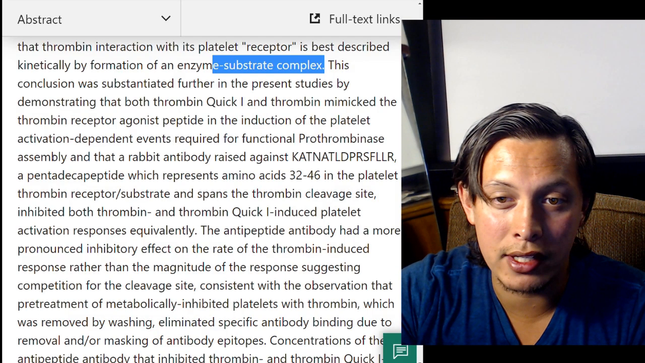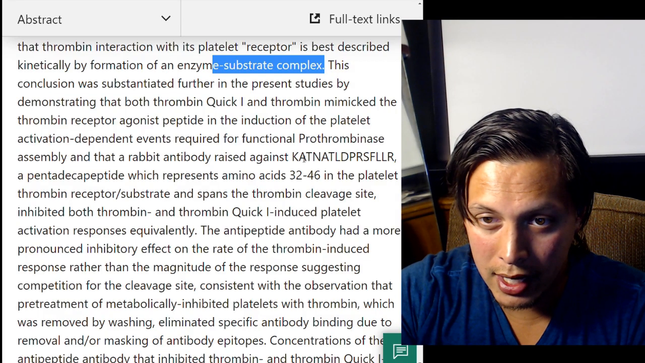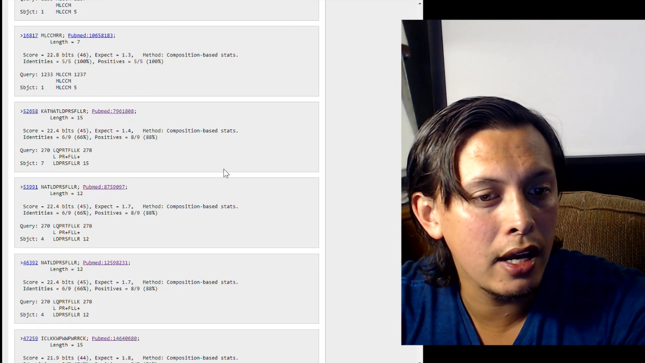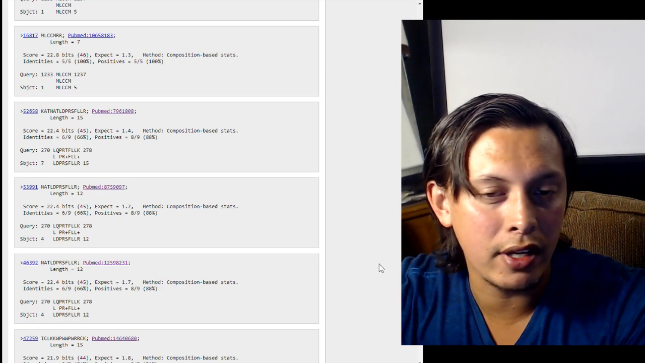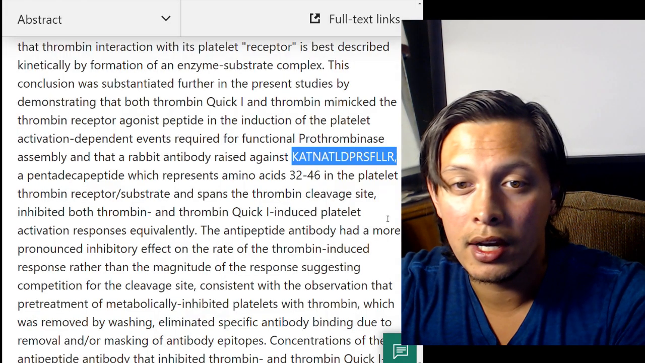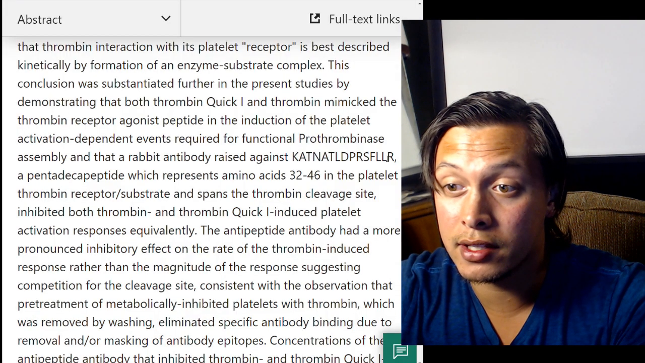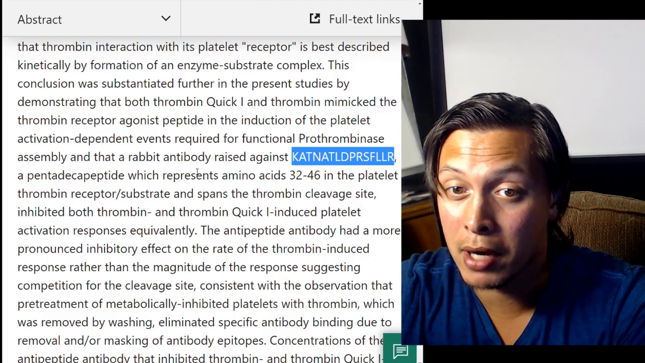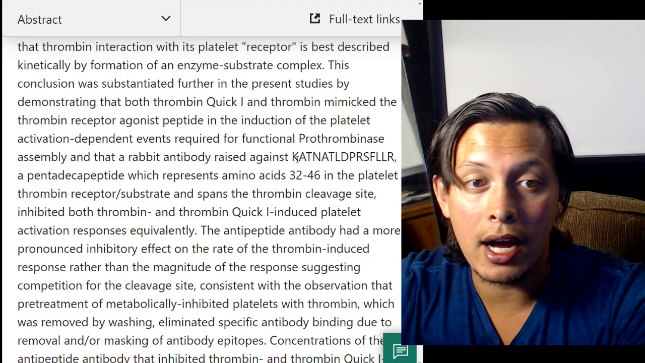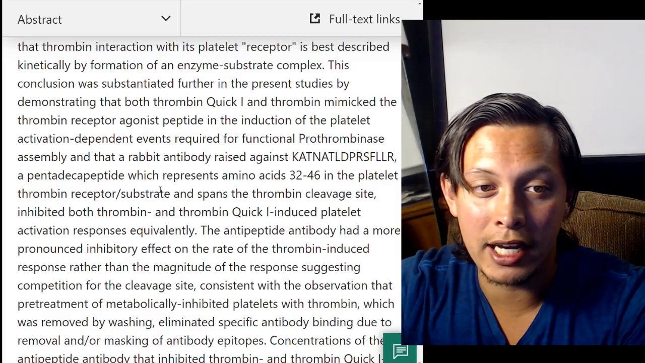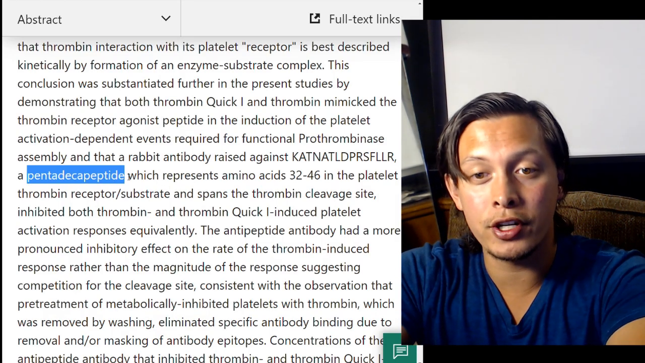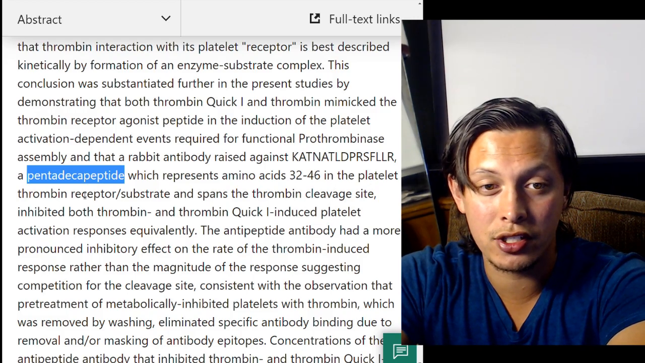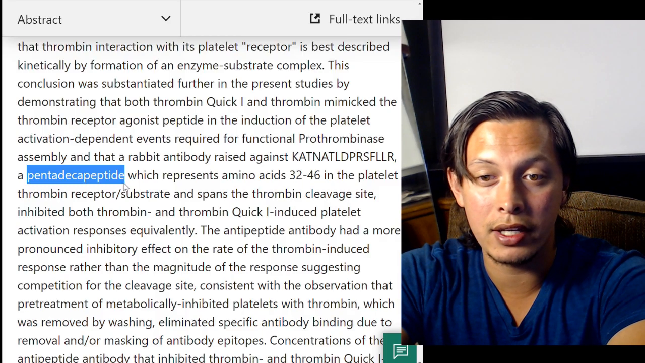a rabbit antibody raised against this particular sequence. So was this the sequence? It's hard to see. LDPR SFL. Yeah, so this is the sequence. So what they did was they injected this peptide into a rabbit, and that rabbit ended up starting to produce antibodies against this peptide. And this pentadecapeptide represents amino acids 32 to 46 in the platelet thrombin receptor/substrate, and spans the thrombin cleavage site.